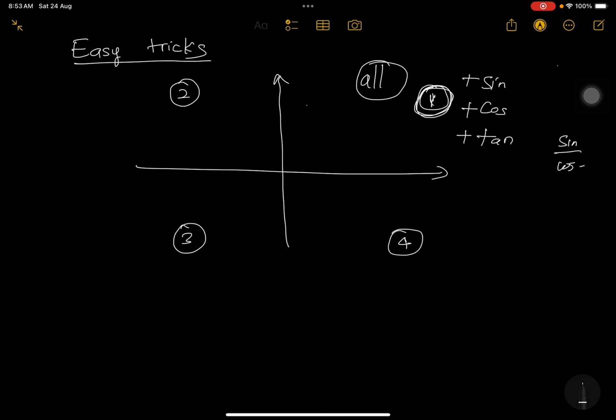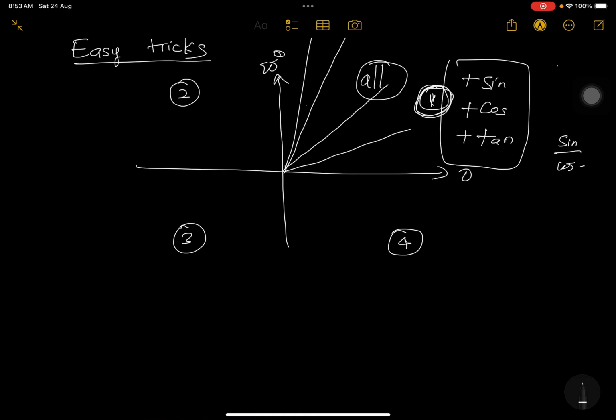Any angle you are taking from 0 to 90 degree, like sine 30, sine 45, sine 60, sine 75, sine 85, sine 89, all these values, as well as cosine 30, cosine 60, cosine 45, any value between 0 and 90 means the first quadrant of the circle. Any value is positive, so it means all.